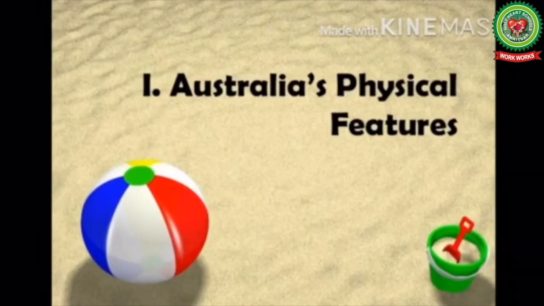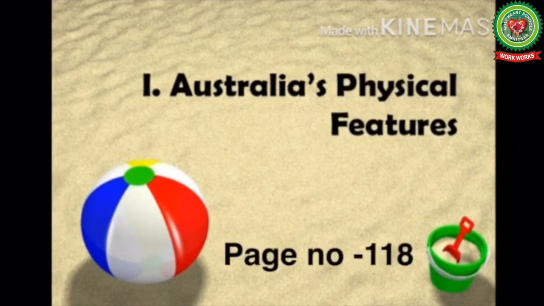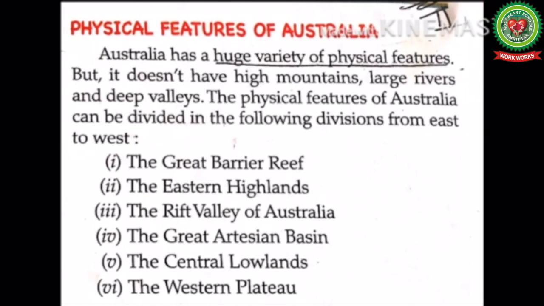Today we are going to start with Australia's physical features. Students, you have to take out page number 118. Physical features of Australia. Australia has a huge variety of physical features, but it doesn't have high mountains, large rivers and deep valleys. The physical features of Australia can be divided in the following divisions from east to west.